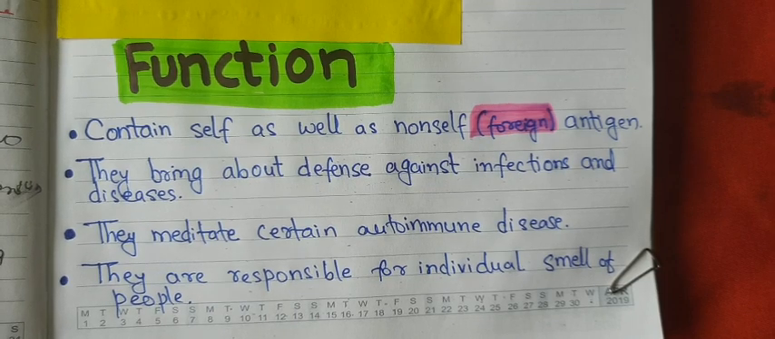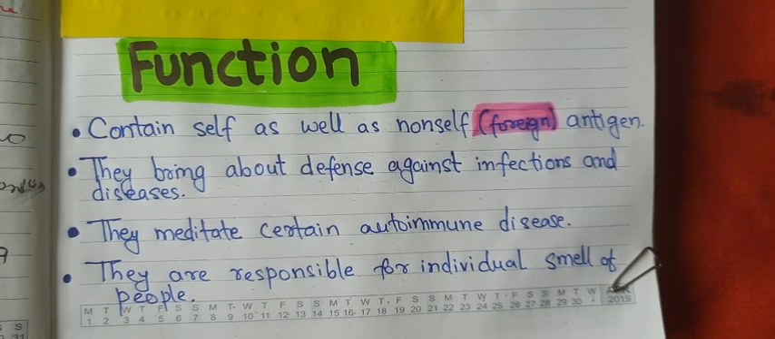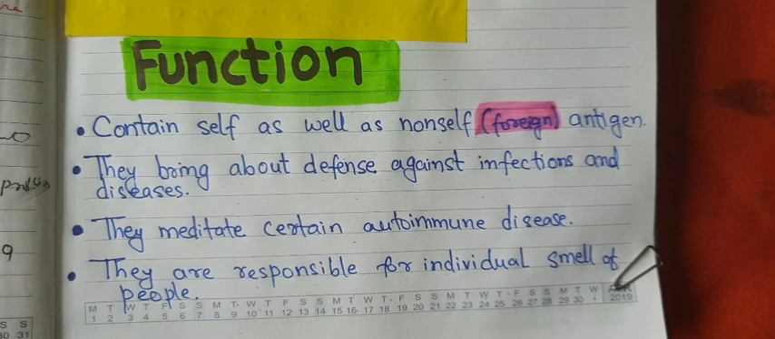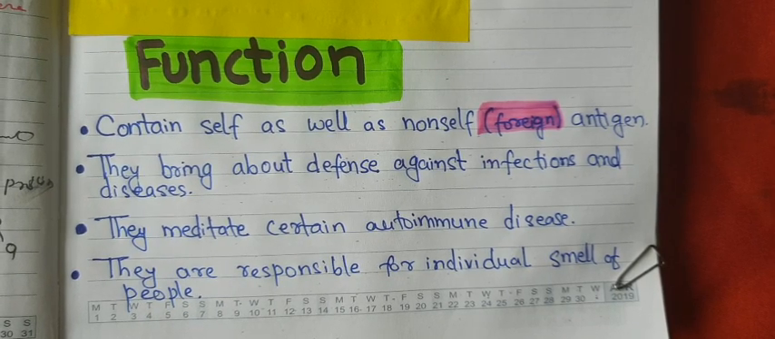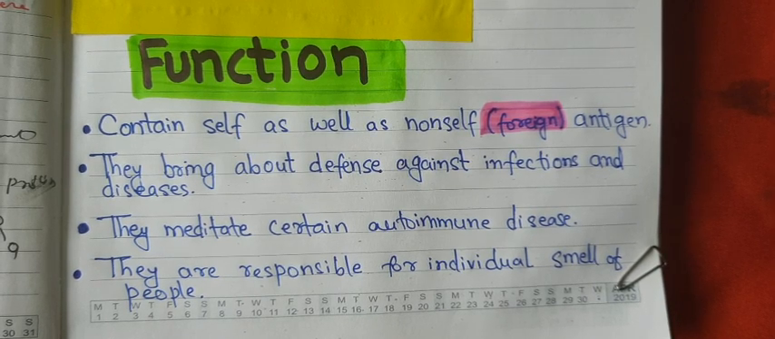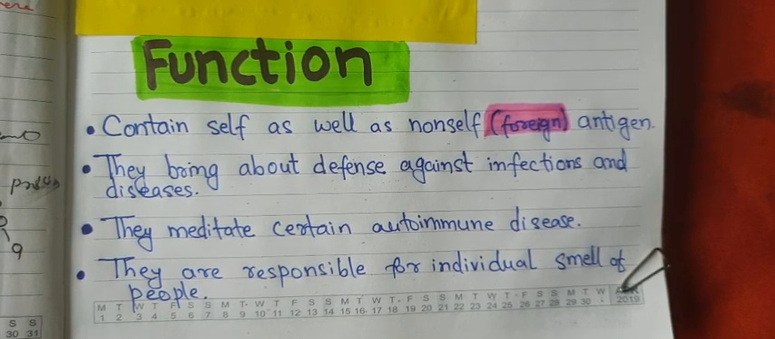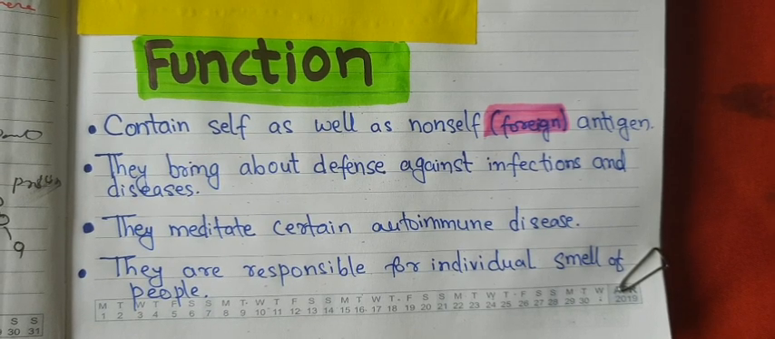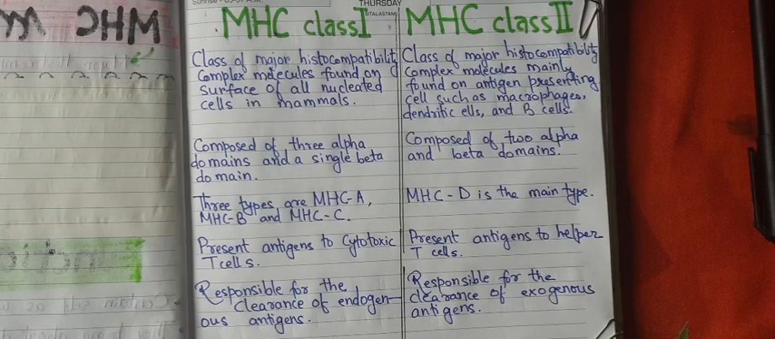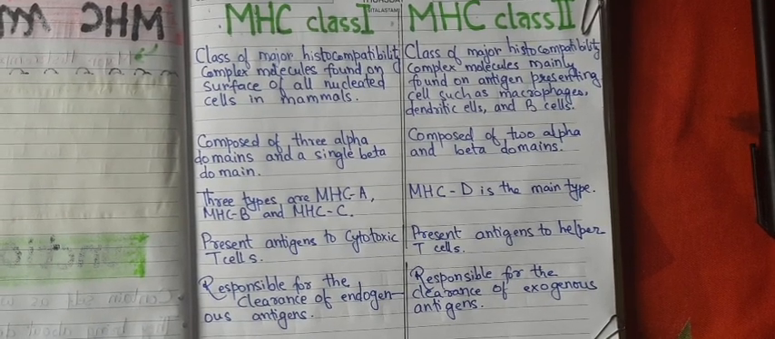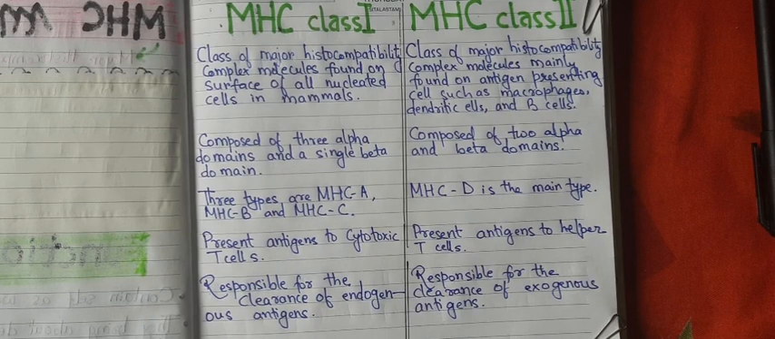Talking about their function, it contains self as well as non-self. Non-self here means foreign antigen, and they bring about defense against infections and diseases. They mediate certain autoimmune diseases. They are responsible for the individual smell of people. In order to make it easier to understand, I have differentiated between MHC class 1 and MHC class 2.